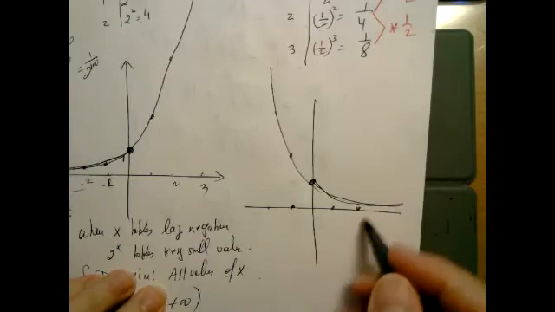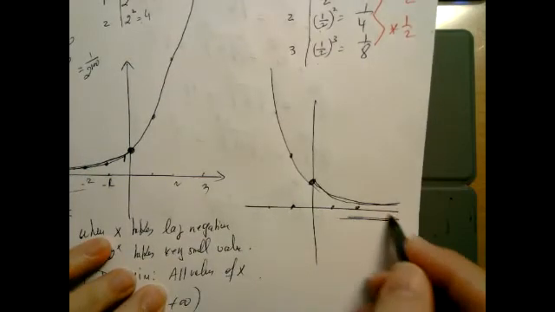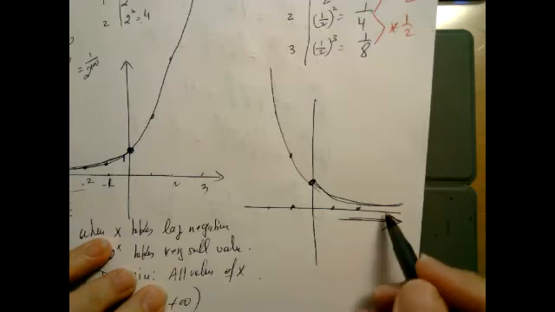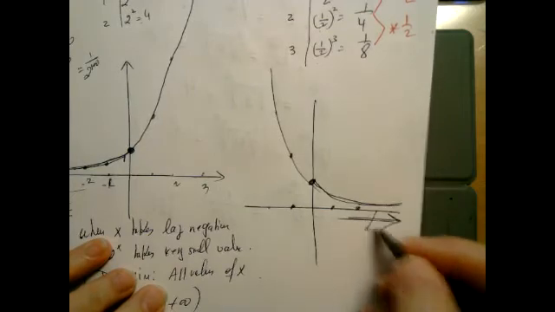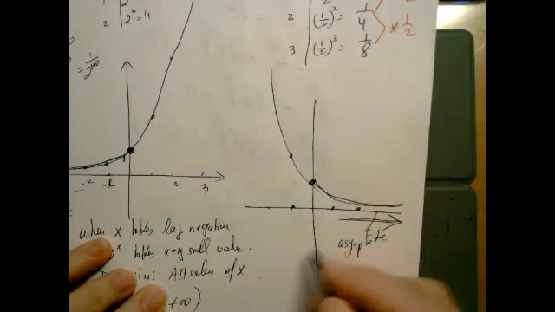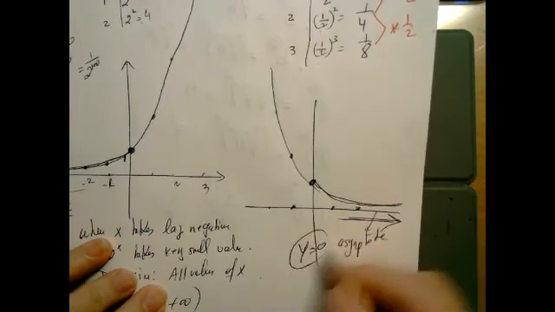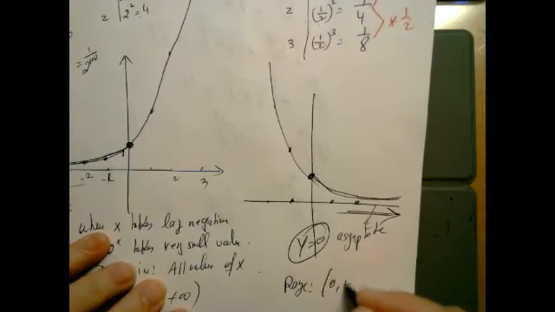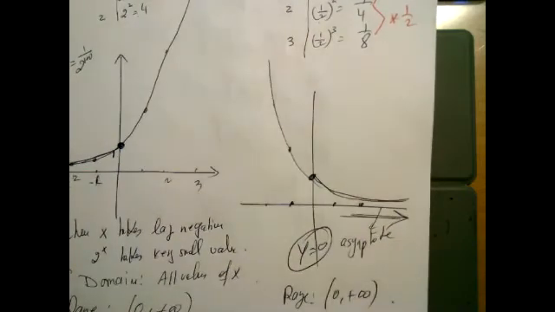Okay. So again, as before, in this case, when x takes large positive values, the function takes very, very small values. So this line is again what we call the asymptote. So the line y equal to 0 is an asymptote. The range is always 0 to plus infinity.